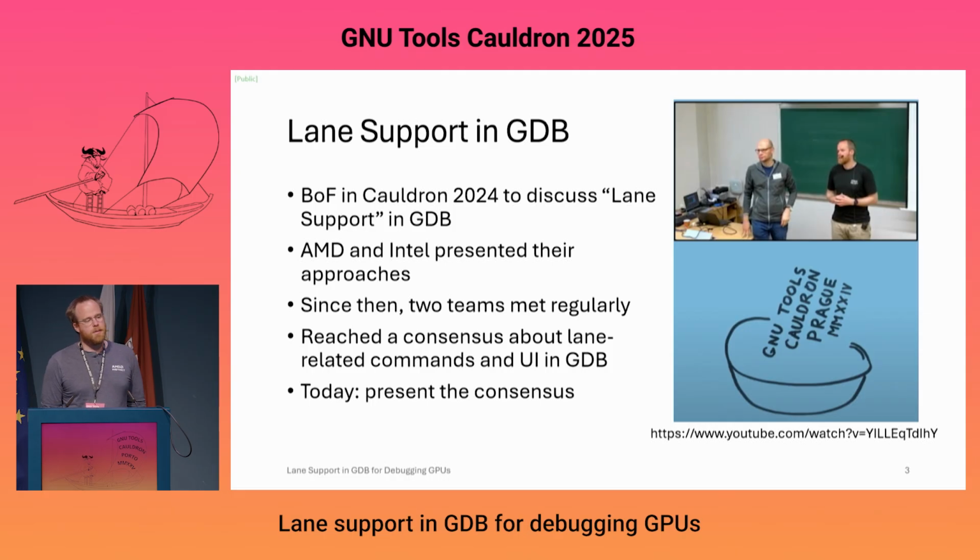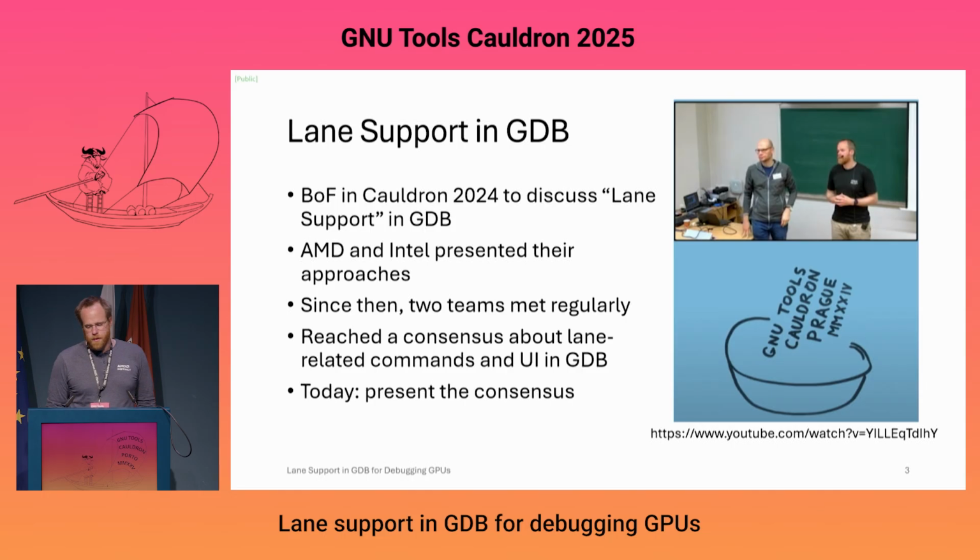There was a BoF session, run by Baris from Intel and myself for AMD. We started to discuss lane support. The point at the time was mostly to show what kind of interface and what choices we've made over time in the different downstreams of GDB, see how they differ, and try to understand why one company did something and the other did something else, and see how we can converge to something. That was the starting point of that collaboration.